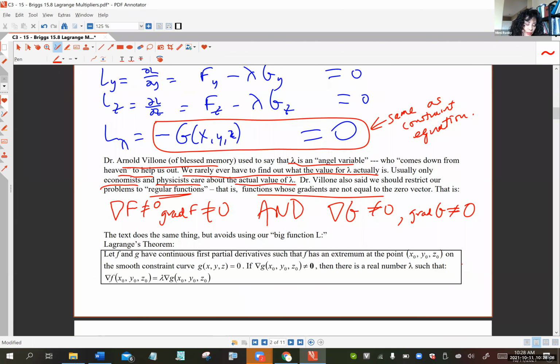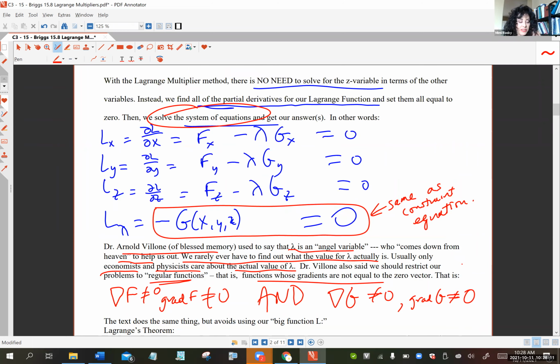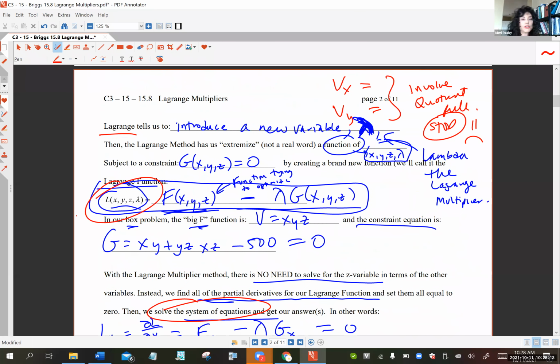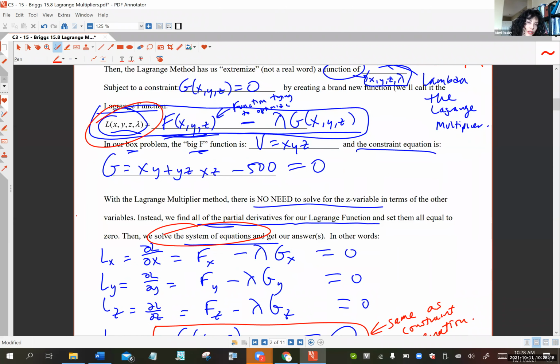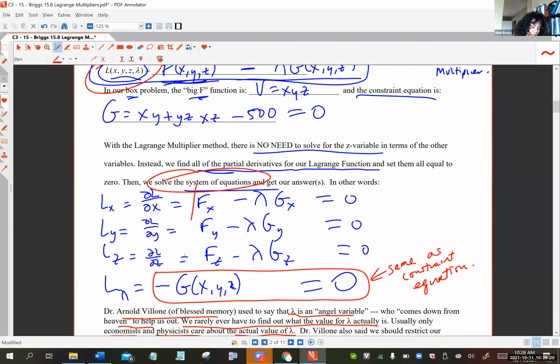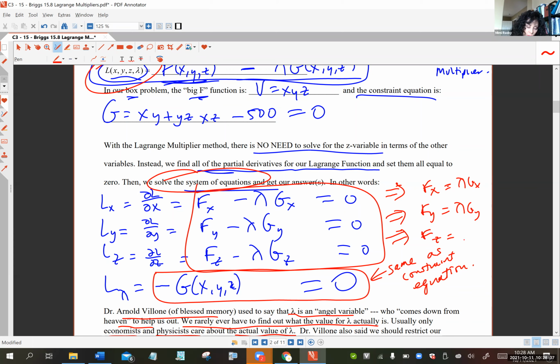Now, your textbook doesn't really use this idea of this Lagrange function. Your textbook's going to tell you something else. But before I show you what the textbook says, I want you to look at these equations here. If I rewrote everything, where I wrote fx is equal to lambda gx, because I added lambda gx to both sides, and then add lambda gy to both sides to get fy equals lambda gy. And similarly for the fz, what are you looking at here?